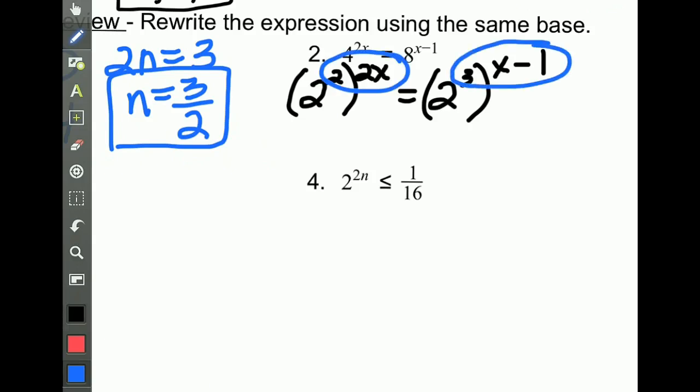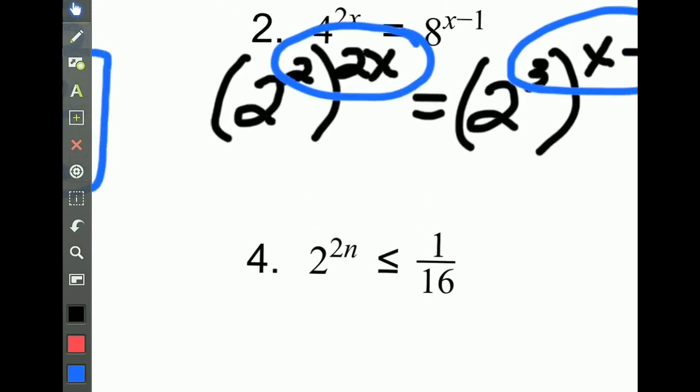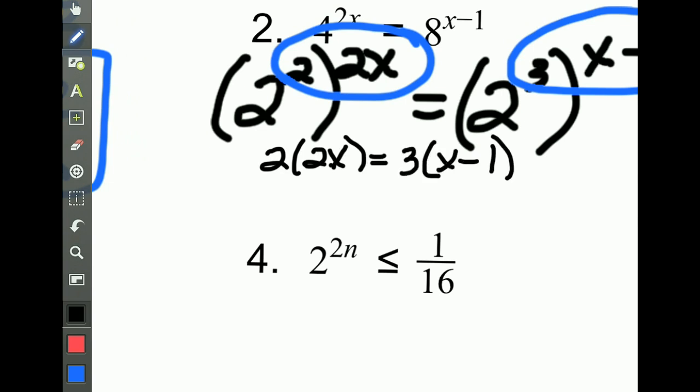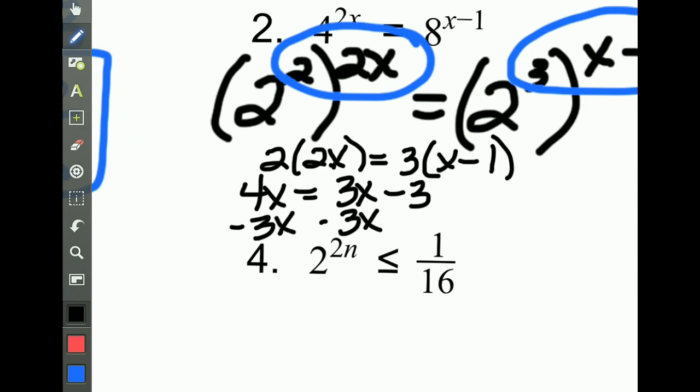So in order to solve my equation, I'm going to do 2 times 2x equals 3 times x minus 1. So 4x equals 3x minus 3. I'm going to subtract 3x from both sides. So I'll get x equals negative 3.